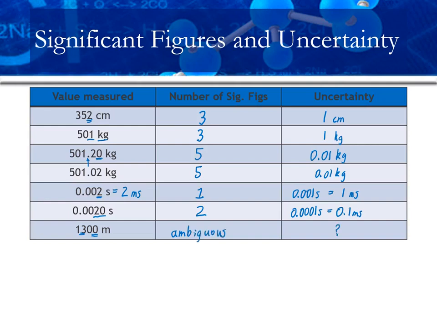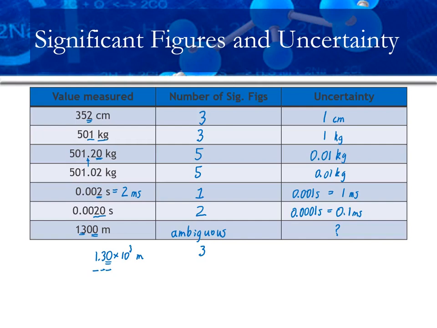And we don't know what the uncertainty is. We could clarify this by writing it down in a different way. For example, if we use scientific notation, 1.30 times 10 to the third meters. Now, this 0 becomes a trailing 0 after a decimal point, and this would have 3 significant figures, the 3 digits in what is called the mantissa of the scientific notation.